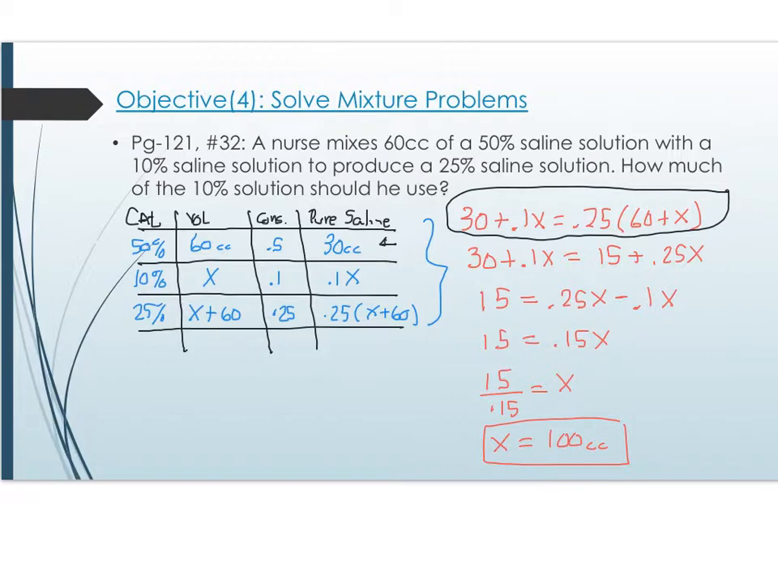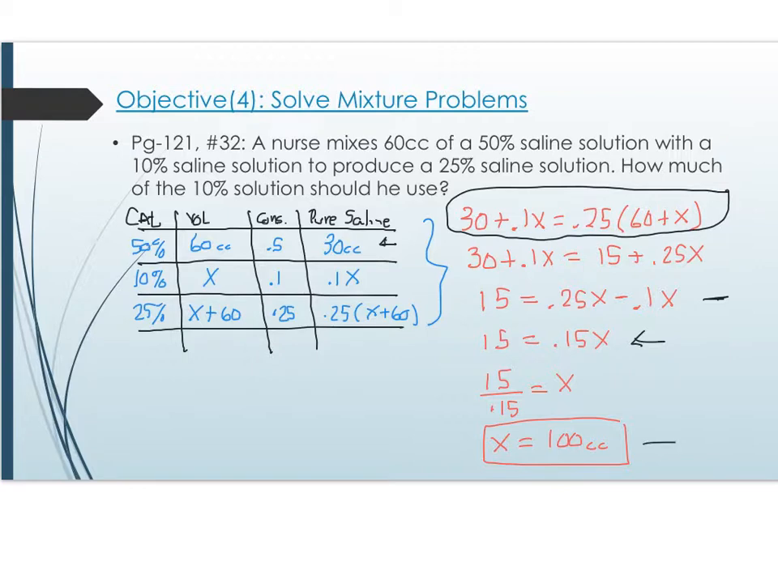Well, we do the distributive property on the right side of the equation, and you see that we have 30 plus 0.1x is equal to 15 plus 0.25x. If we subtract 15 from both sides of the equation, we get 15. We subtract 0.1x from both sides of the equation, and we get 0.25x minus 0.1x. That's going to give us 15 is equal to 0.15x.